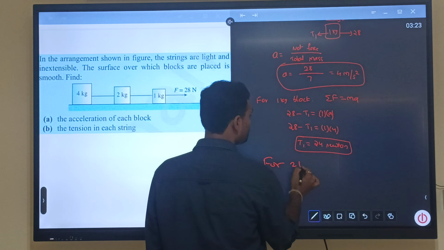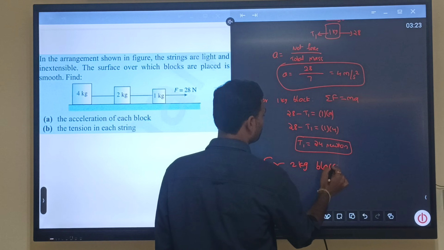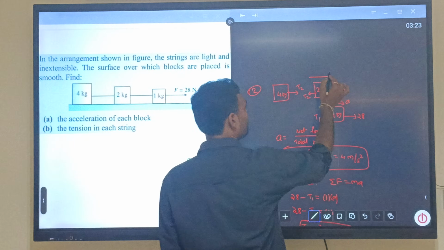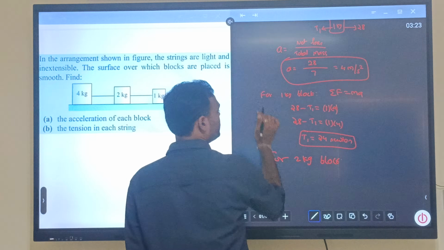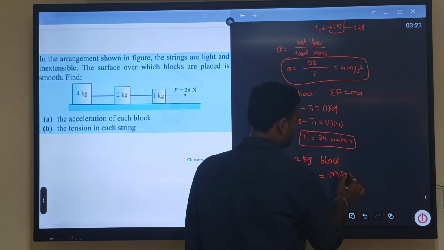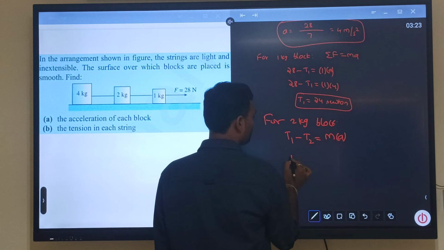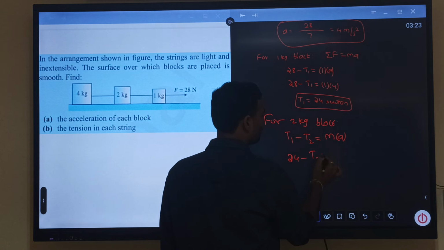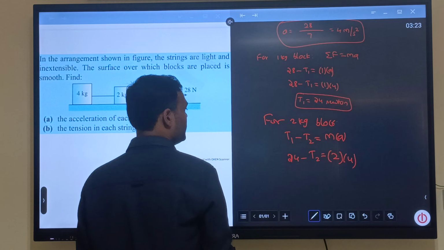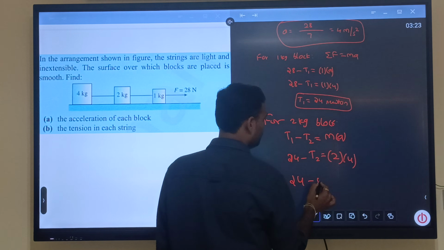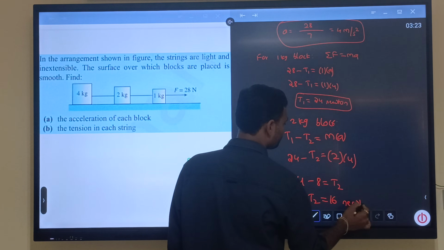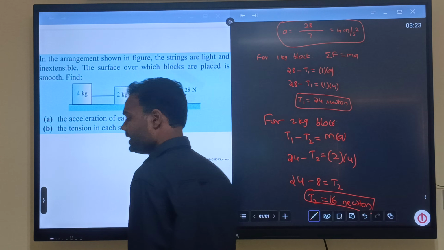For the 2 kg block, T1 is acting in the rightward direction, T2 is acting in the leftward direction, but it is also moving with the acceleration A. Then T1 minus T2 is equal to mass into acceleration, right? T1 is 24 minus T2, which we are going to find. Mass of the block is 2 kg and acceleration of the system is 4. Then 24 minus 8 is equal to T2. Then T2 is equal to 16 Newton.